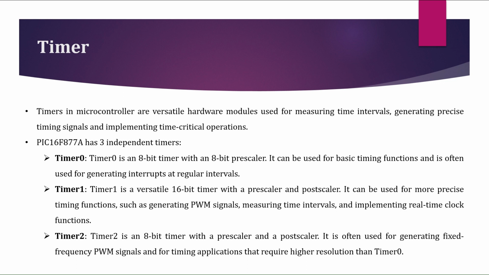So next is the timer. Timers in a microcontroller are versatile hardware modules used for measuring time intervals, generating precise timing signals, and implementing time critical operations. The microcontroller which we are using has three independent timers built in. Those are timer 0, timer 1, and timer 2. Timer 0 is an 8-bit timer, timer 1 is a versatile 16-bit timer, and timer 2 is an 8-bit timer with prescaler and postscaler.